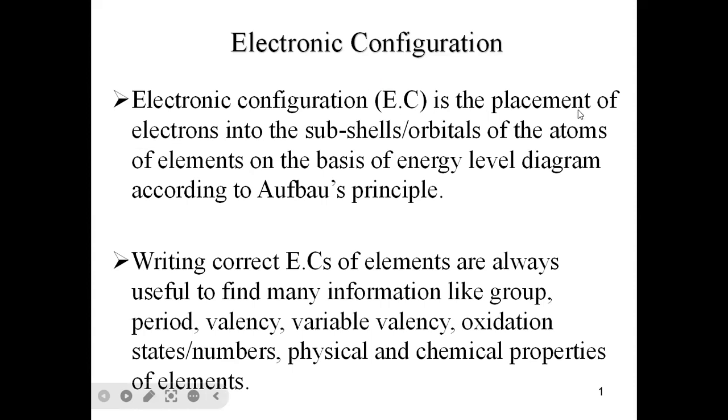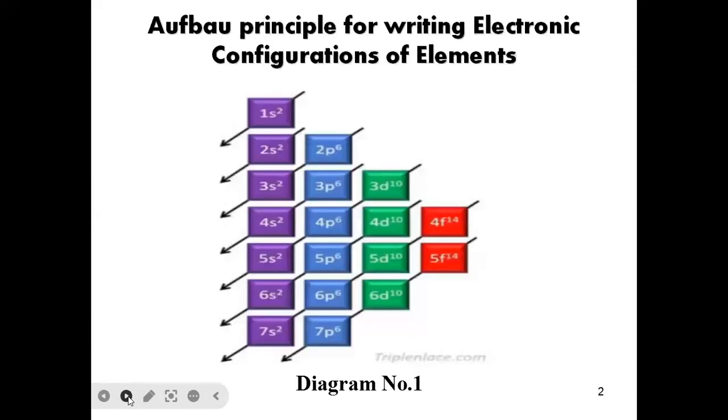Electronic configuration is the placement of electrons into the subshell orbitals of the atoms of the elements on the basis of energy level diagram according to Aufbau principle. Writing correct electronic configuration of elements is always useful to find many pieces of information like group, period, valency, variable valency, oxidation states, physical and chemical properties of the element in the periodic table.